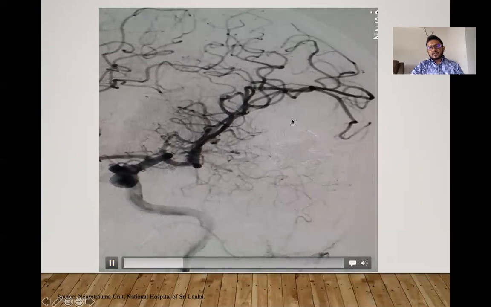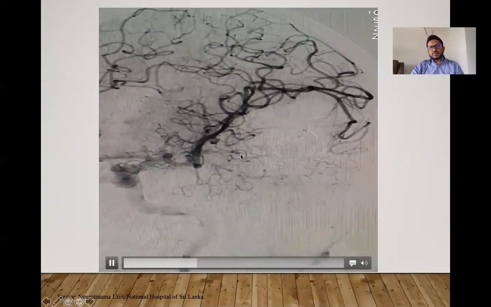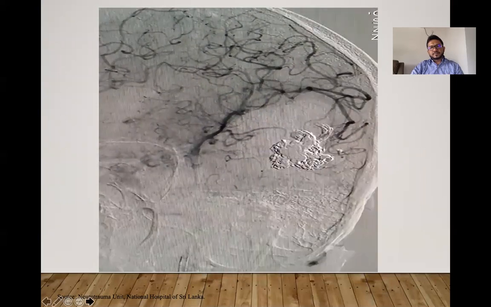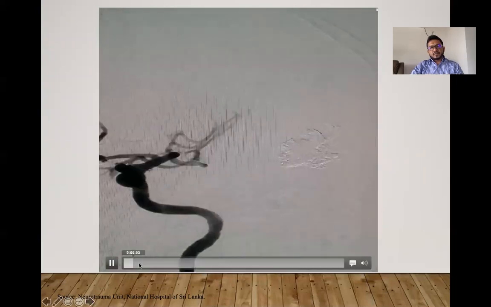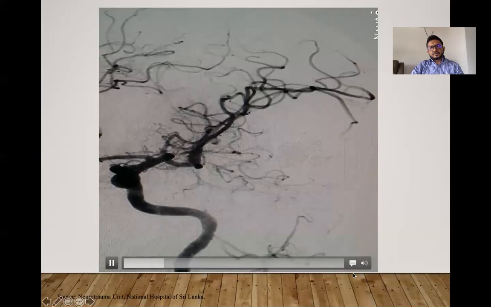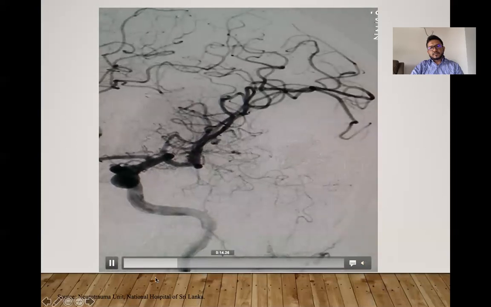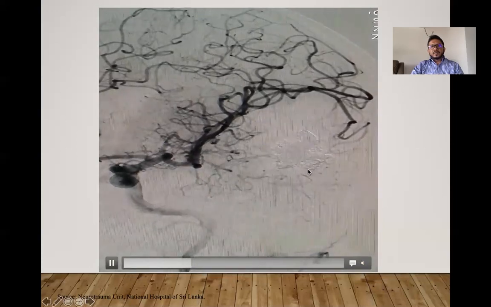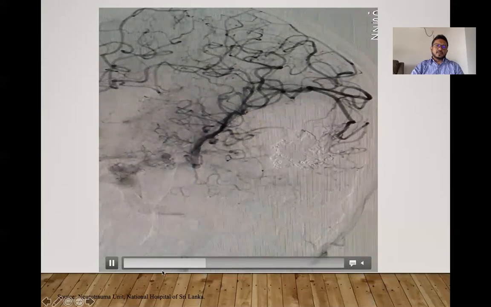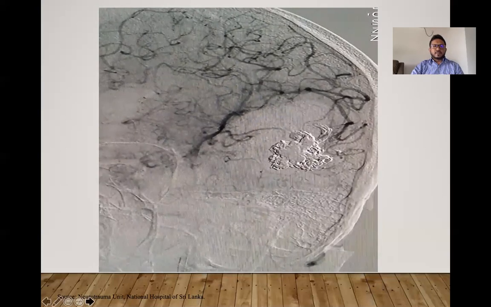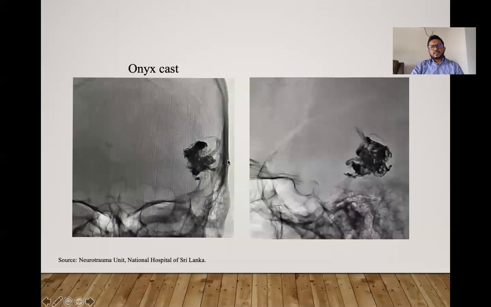And you can see the complete AVM exclusion from the circulation. And this is post-embolization, the Onyx cast. You can see it on X-rays, and then you need to follow up with MR to see whether there are any further developments.